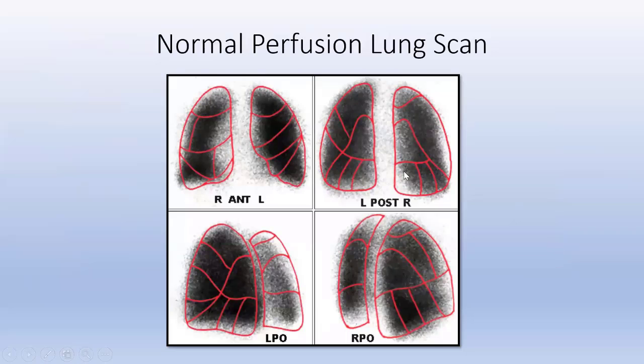Here's an example of what a normal perfusion lung scan looks like. What I've done is I've broken up these lobes into their appropriate segments to give you an idea what that looks like. So again, remember we talk about segmental defects with PE. Usually PE blocks one of these segments, and that's what we actually see when you see some type of segmental defect from the perfusion image.